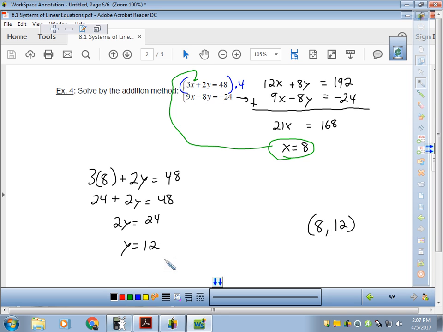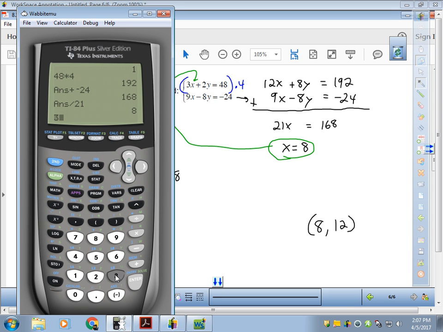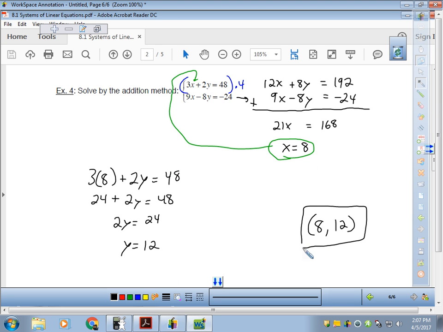Take it, plug it back in, and make sure it works. 3 times 8 plus 2 times 12. That does equal 48, so it works in the first equation. And the second one, 9 times 8 minus 8 times 12 gives us negative 24, which, yep, matches the second equation. So since it worked in both, we know that is the correct solution to this system.